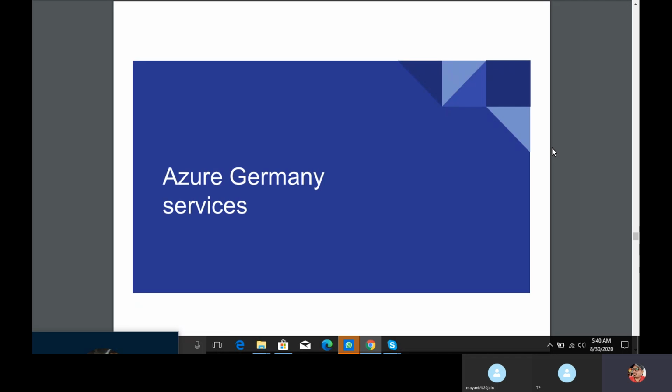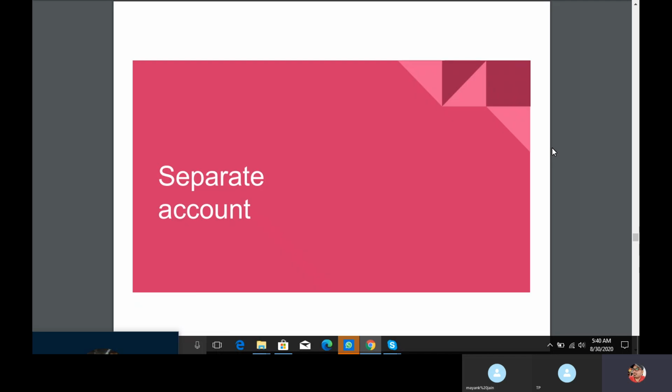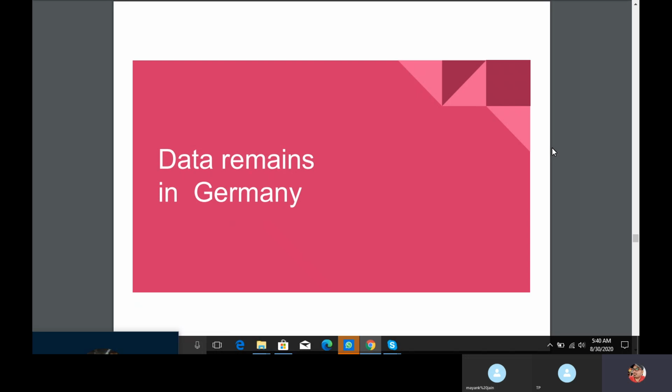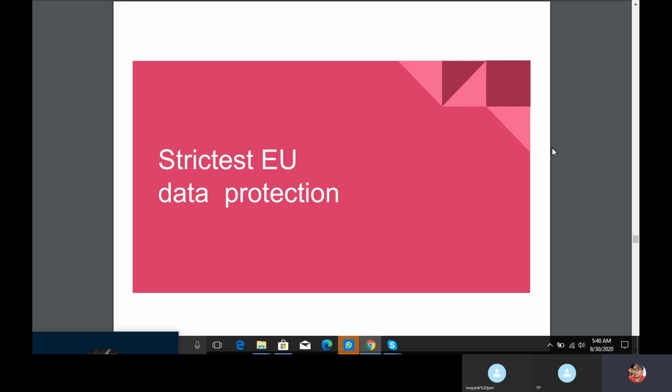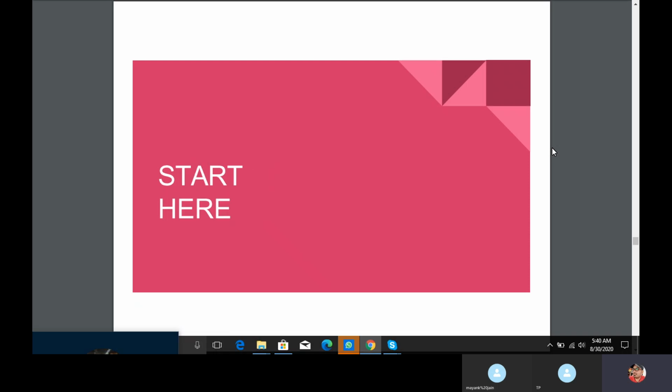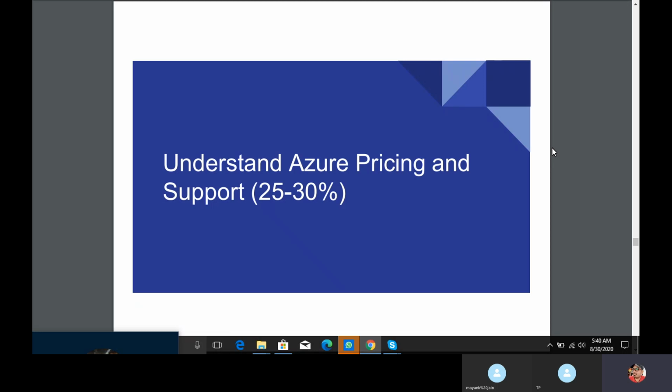This is related to Azure government. Now I was talking about the Azure Germany services. Again, they have a separate account, and the data remains in Germany. This is their rule: restricted EU for data protection and government data trustee. We have seen the Azure trust center, right? In the same way, they have a trust center for them.